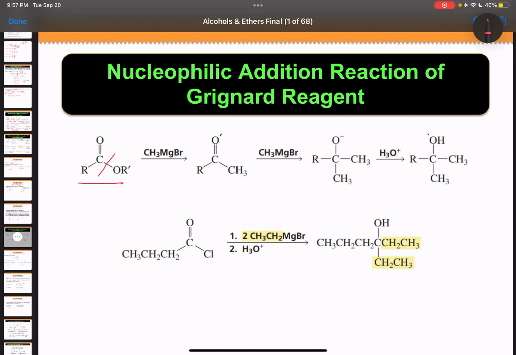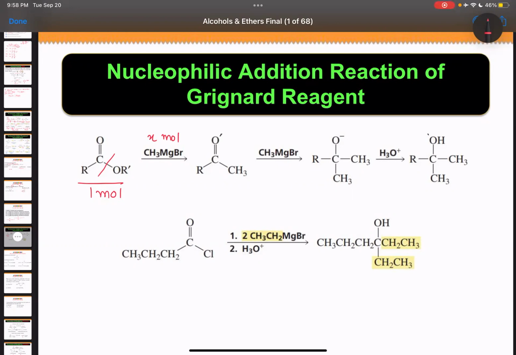Suppose you have 1 mole of this and you have X moles which react with this. So what is the value of X? One, or 1 or 2? Two, sir. Yeah, X is 2. Why 2? Sir, because it is having two alkyl groups and 1 mole of each Grignard reagent.